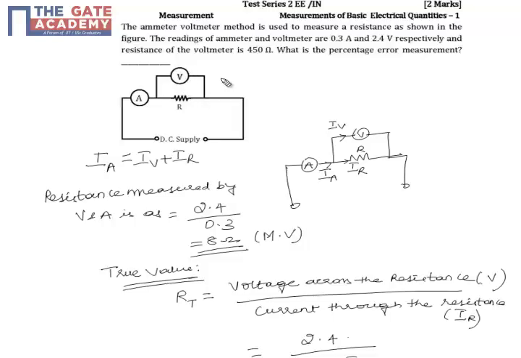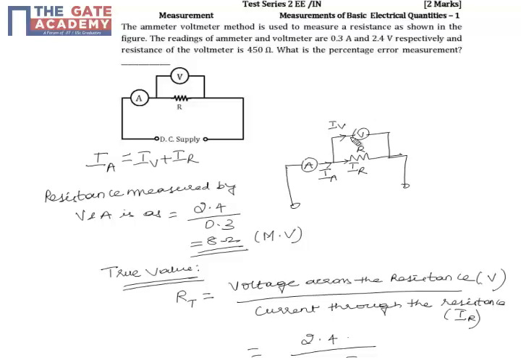So always here the error comes into the system due to the instrument which is connected towards my left side. Here the instrument which is connected towards my left side is the ammeter, so the ammeter is going to create an error in the reading. So we need to calculate the percentage error. So percentage error is given as measured value minus true value by true value.